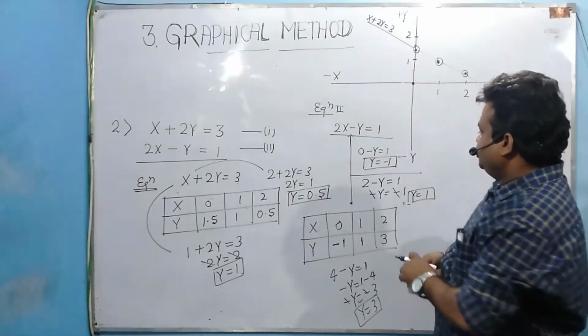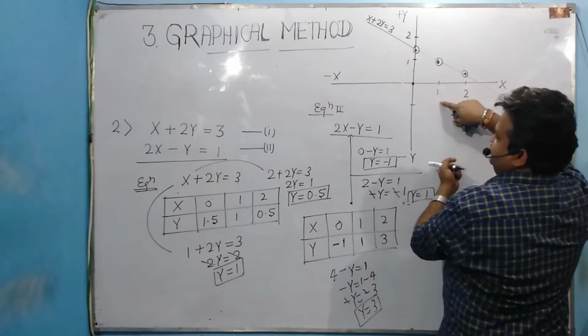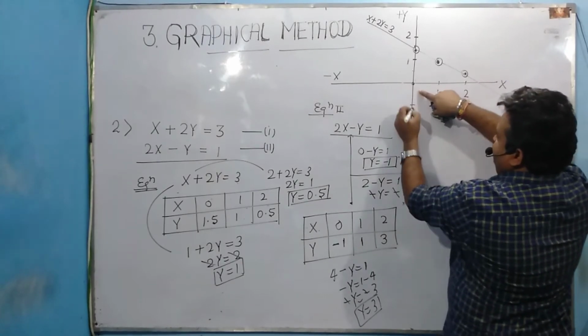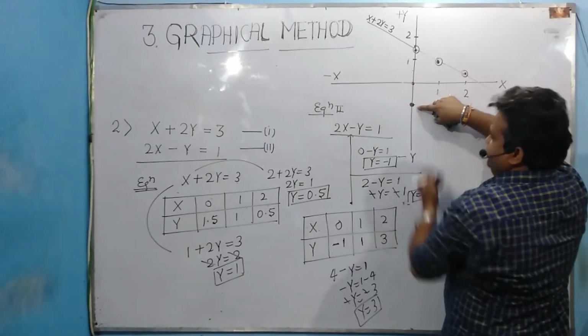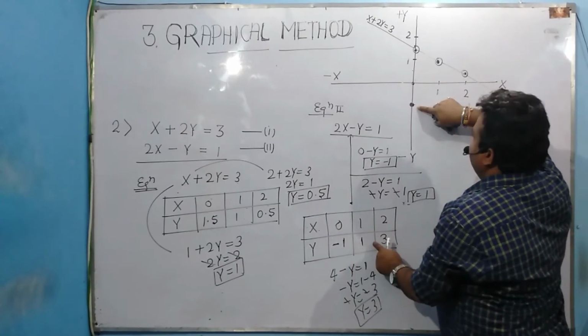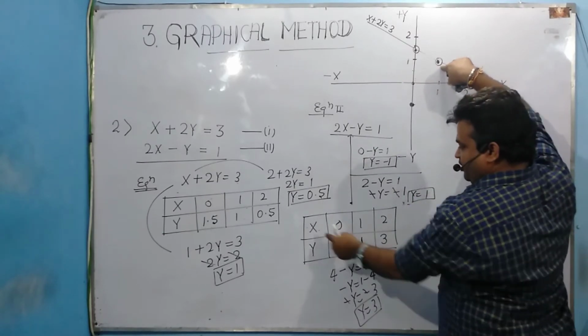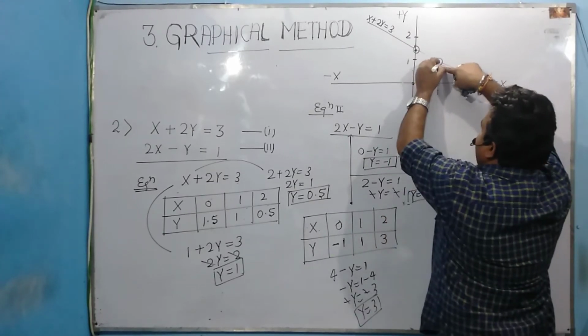With the help of these 3 coordinate points, I am going to make a straight line which represents this equation. When x equal to 0, y equal to minus 1. This is my minus y axis, so this is the point 0, minus 1. When x equal to 1, y equal to 1, this is the second point.